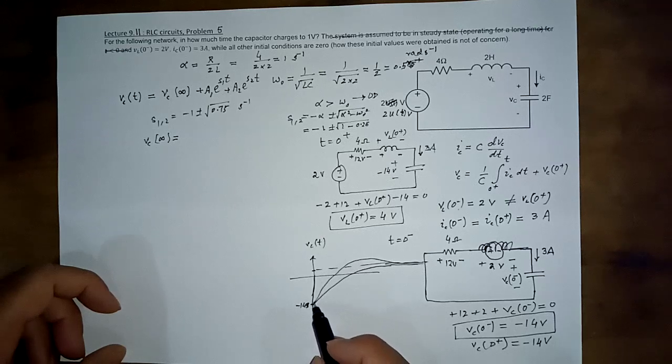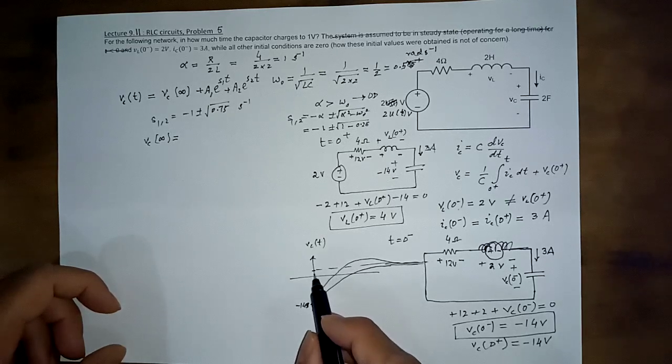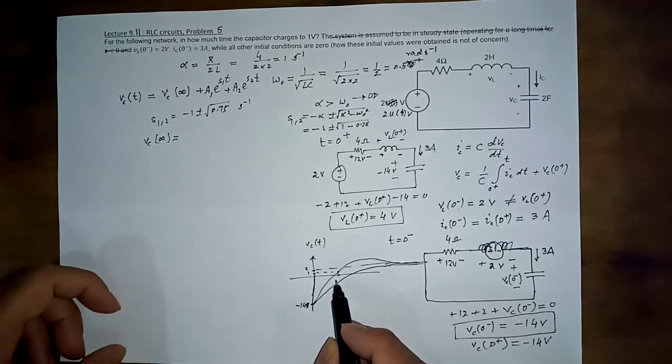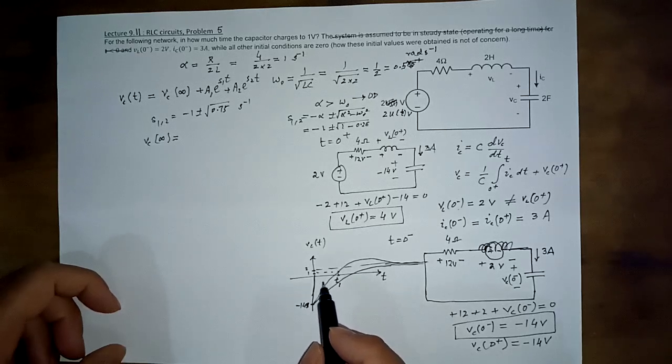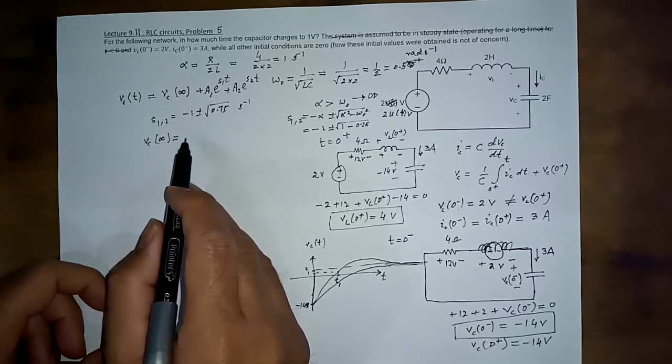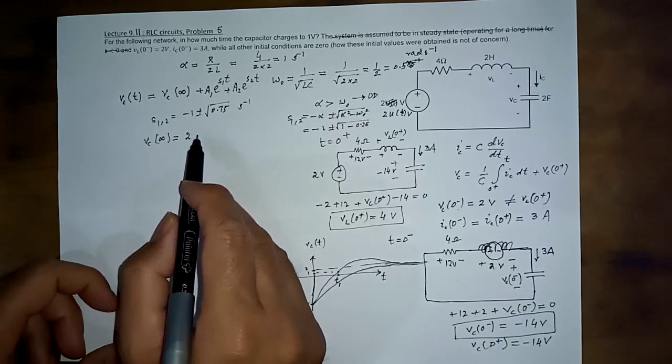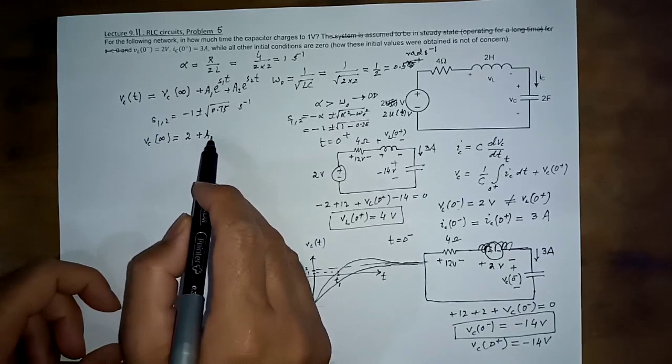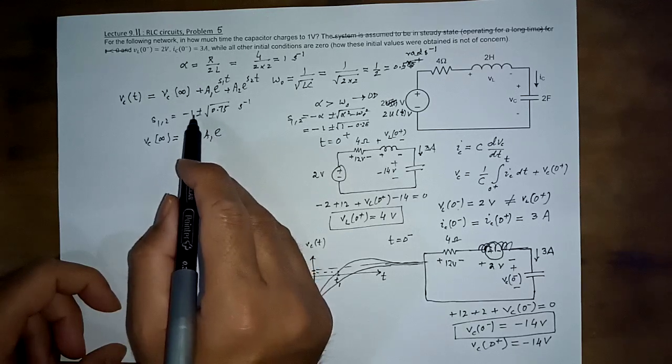And so in doing this, however, it is definitely going to pass through 1. The question is, what is this time? This time is to be found. So you should understand the question before knowing what to solve for. Then you make a strategy and solve it. So VC is going to be 2 plus A1 e raised to power 1 of this value.